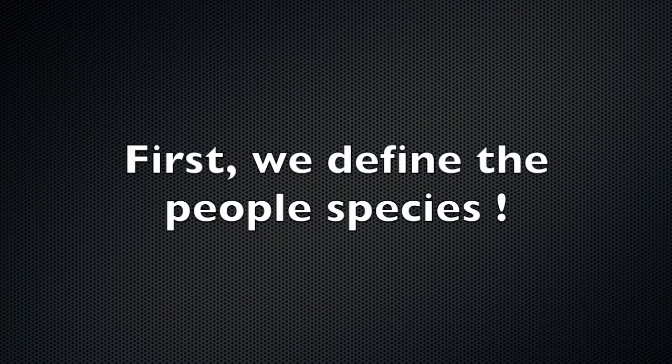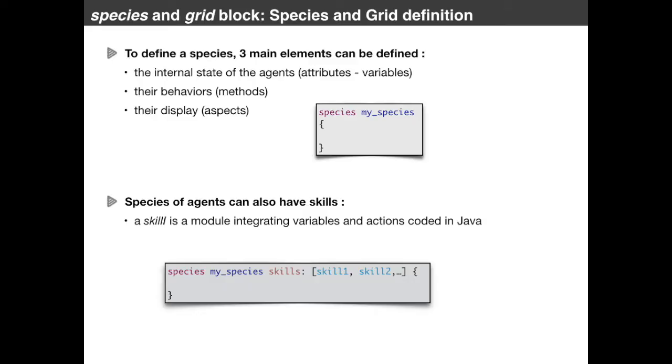First, we define the people species. A species is an archetype of agent and specifies their properties. A species can contain several elements. First, the variables that define the state of the agent. Second, the behaviors of the agent. Lastly, the aspect that defines how the agent can be displayed.